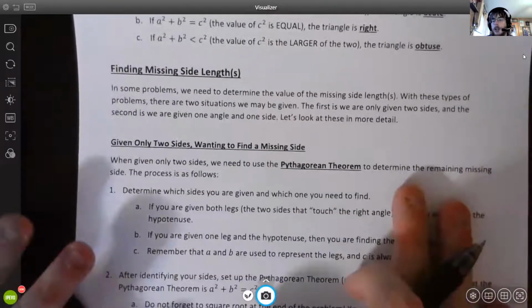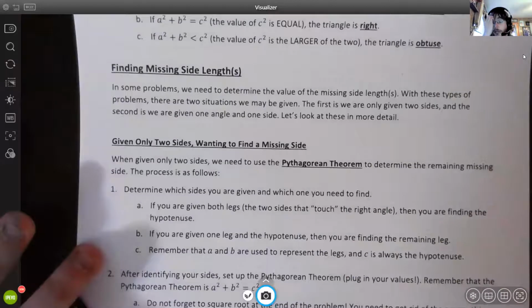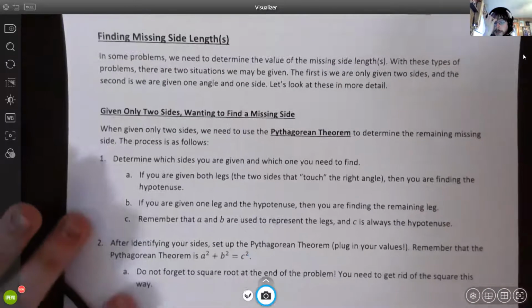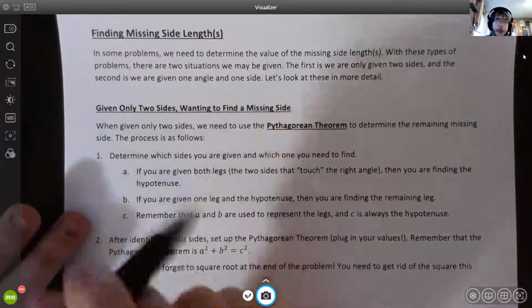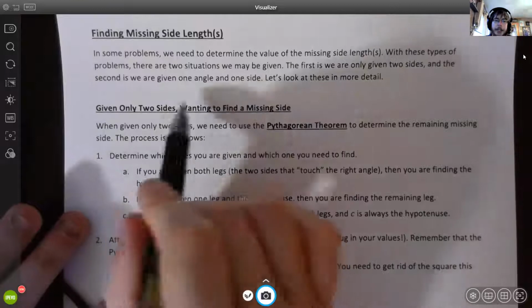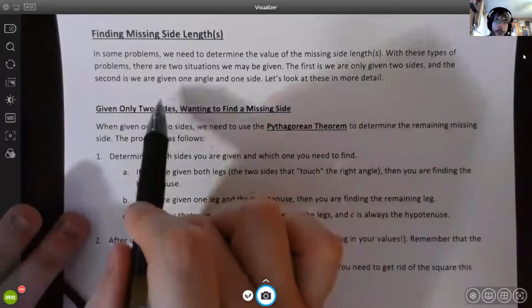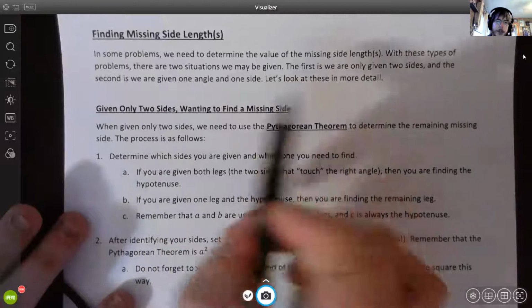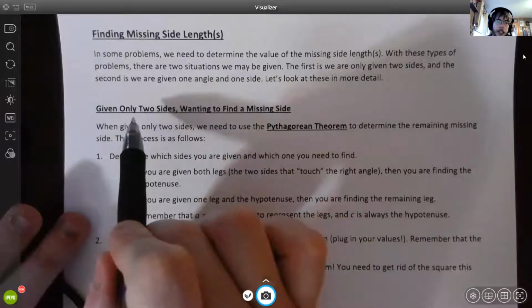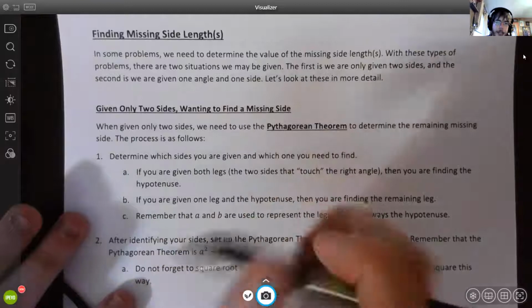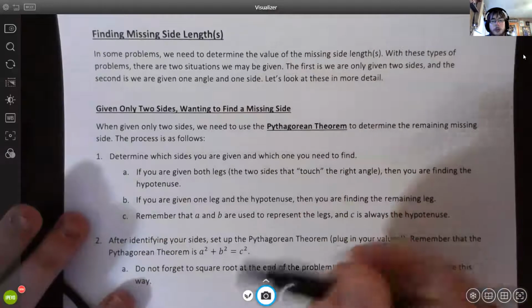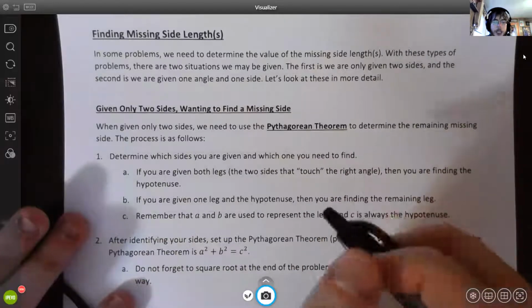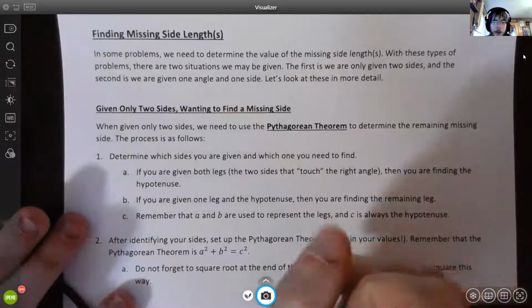Okay. On the missing side lengths, there are two cases that we think about. The first one is you're only given two sides and you want to find the third side. You're not given any angles to speak of. Whenever this happens, you need to use the Pythagorean theorem. So you would identify your A, B, and C. Remember, C is always your hypotenuse, and then set that up and go from there.